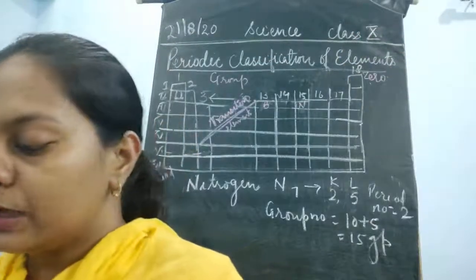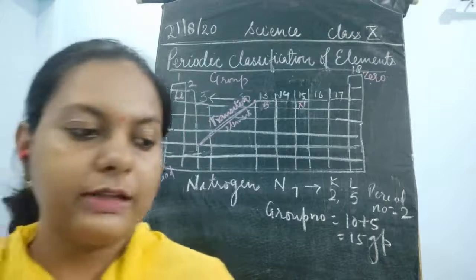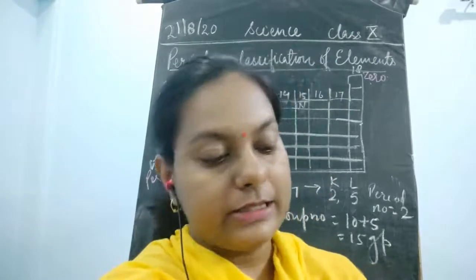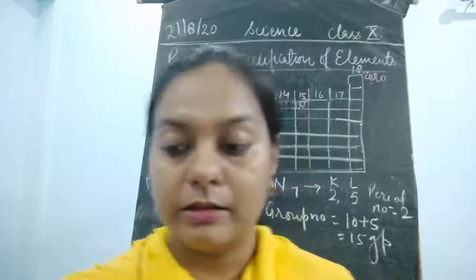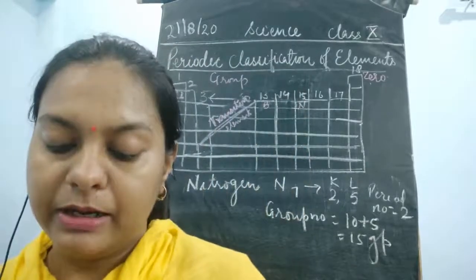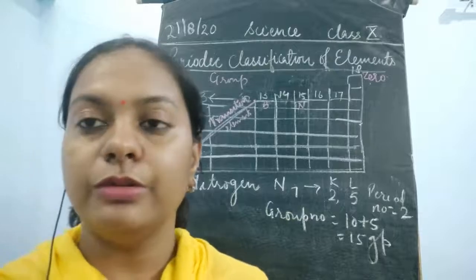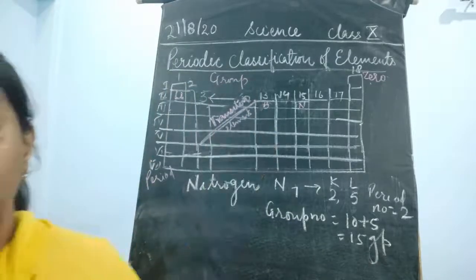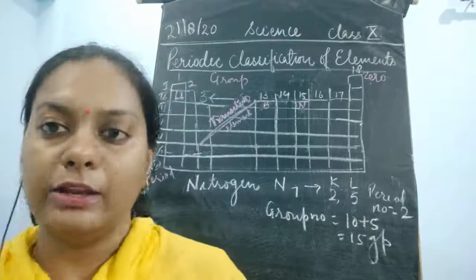Okay, so the next question, now I am going to solve this, and simultaneously I am going to fill this in also, and that would be very easy to understand. And I think the concept might be clear for you all, how to find the group and the period number, and how to assign the position to any of the elements.